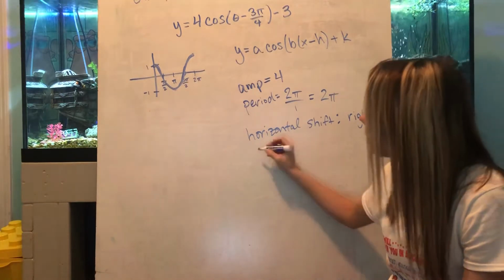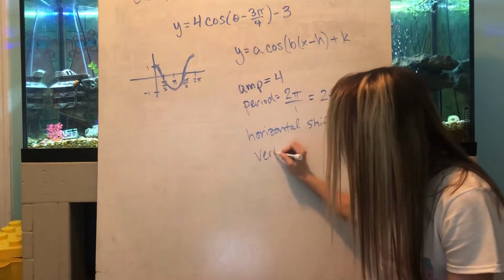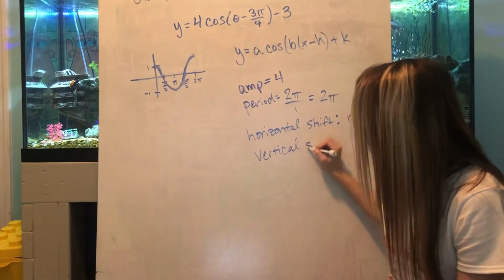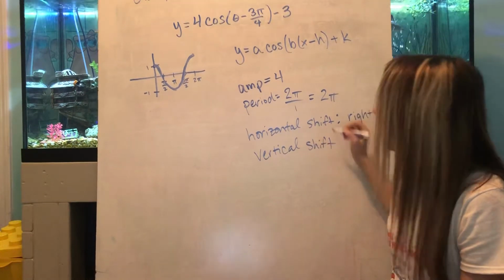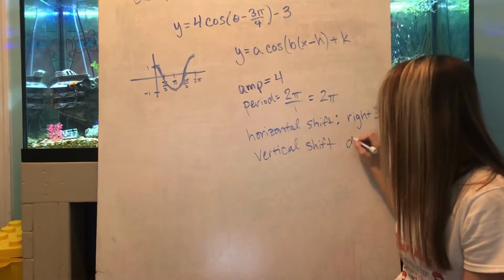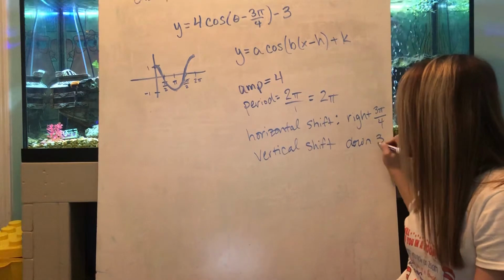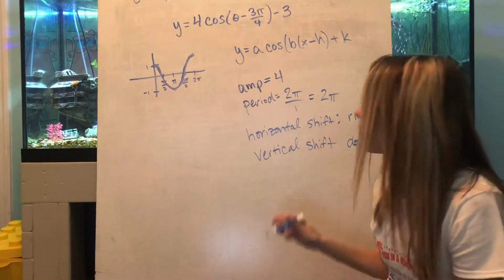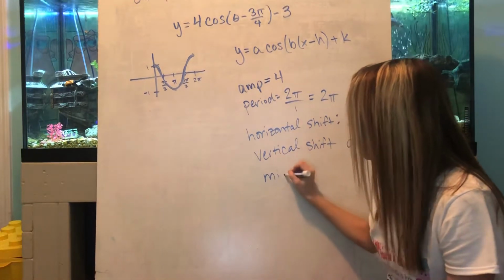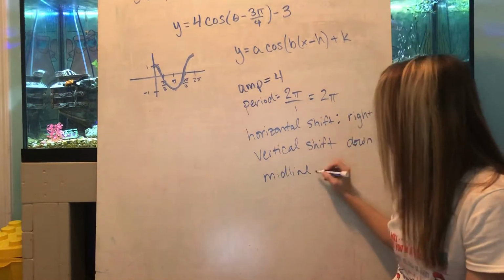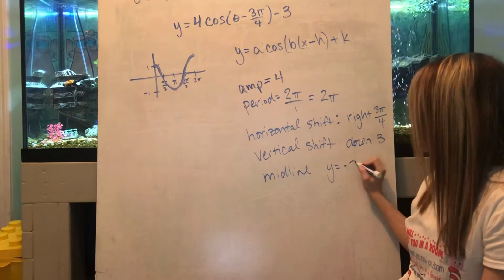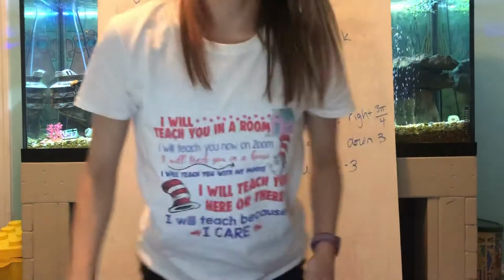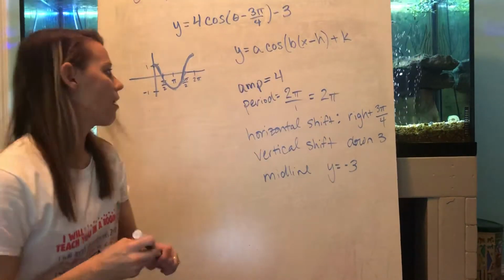Then we have the vertical shift, which is down 3. And then the shortcut for your midline is it's the same as your vertical shift. So our midline is at y equals -3. Okay, so we're going to come over here and do our graphing.